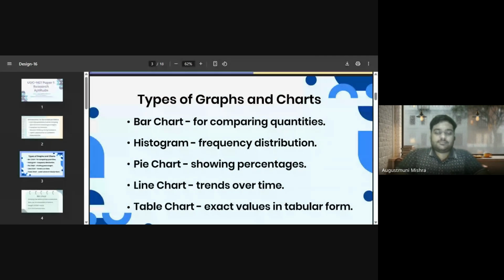Now, what are the types of graphs and charts you are going to get when you are solving the questions in your exam? Basically, NTA uses a pattern where they give one diagram, maybe a bar chart, histogram, pie chart, line chart, table chart, anything can come. But from that one chart, they give you 5 questions, which means 10 marks.